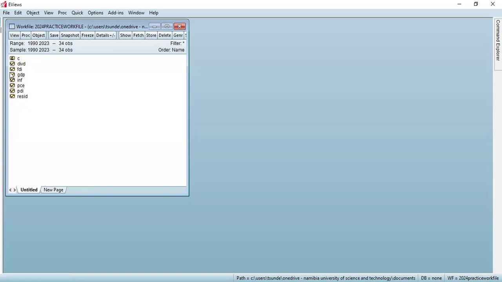So let's do what we did previously. I will come up with some individual graphs for each one of these variables, starting with the GDP.